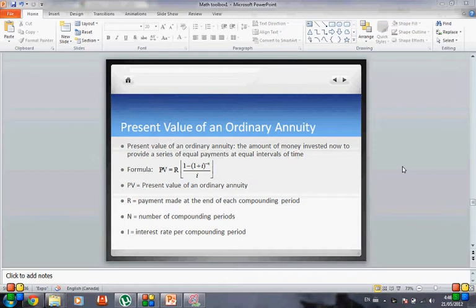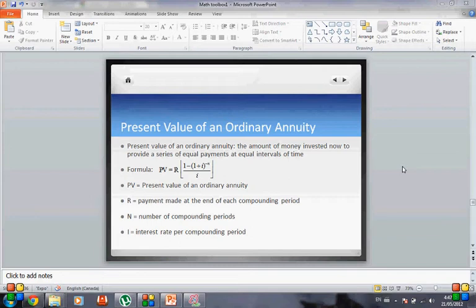So let's define this term first. Present value of an ordinary annuity is the amount of money invested now to provide a series of equal payments at equal intervals of time. You can say that this is the opposite of the amount of an ordinary annuity, because in the amount of an ordinary annuity, you are providing a series of equal payments at equal intervals of time to get a final amount. In the present value of an ordinary annuity, you're trying to figure out how much to invest now so that the bank pays you a series of equal payments at equal intervals of time.